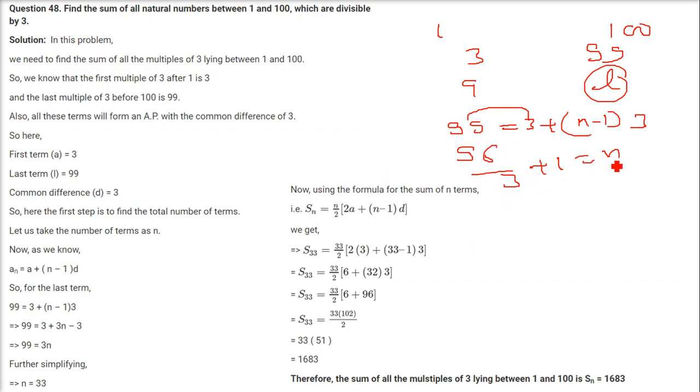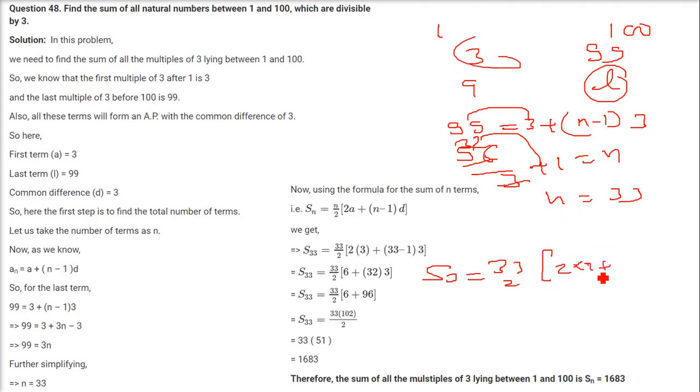There is sum also being asked. So 3 times 32 is 96, plus 1 is 97... n is 33. So the sum of 33 terms is also asked. The sum of 33 terms will be n by 2, 2a, which is 2 into this 3. You have to use this, okay? 2a plus 33 minus 1, which is 32, into d. What is d? 3. So you have to solve this, you get 1683.